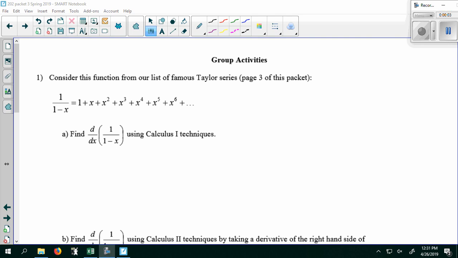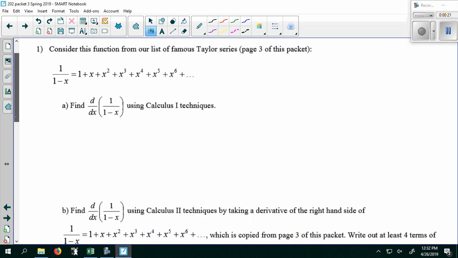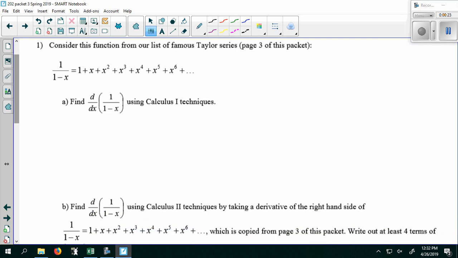Consider this function from our list of famous Taylor series from page 3 of your packet. 1 over 1 minus x has a Taylor series centered at 0 of 1 plus x plus x squared plus x cubed, etc. Okay. So I'm going to start by taking the derivative of 1 over 1 minus x using Calc 1 techniques. Nothing about series here.